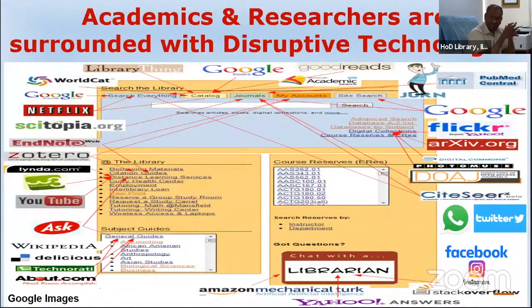Okay. So as you can see on this screen, academics and researchers are surrounded by disruptive technologies. Whether it is an academician, a librarian, or a researcher, you all are surrounded by different disruptive technologies. Even in your family, you might see that your kids are not following you. Your kids are even using a lot of gadgets.